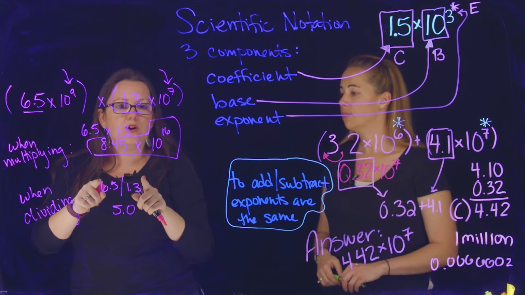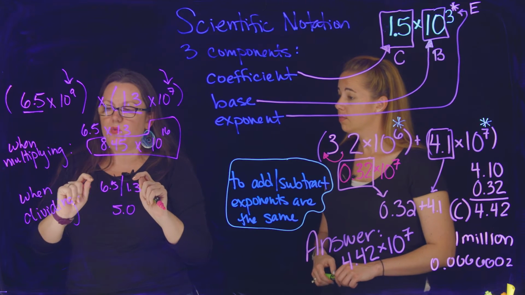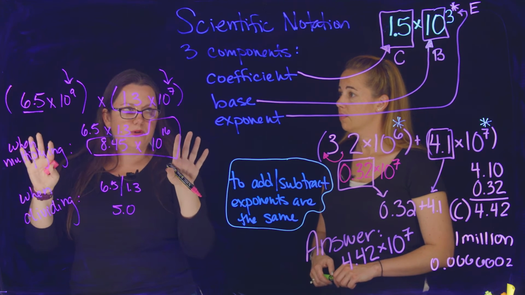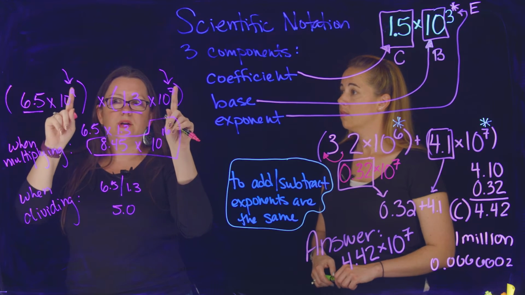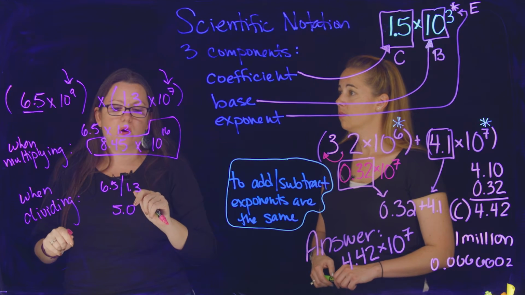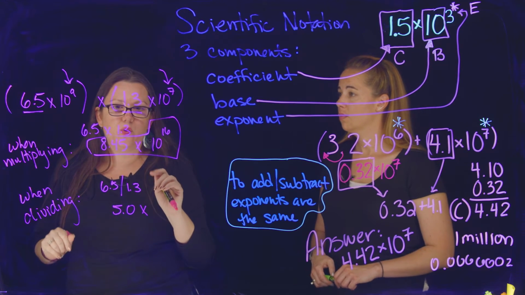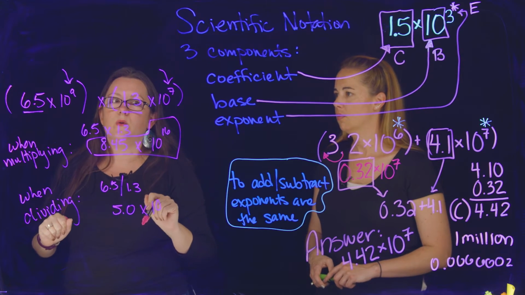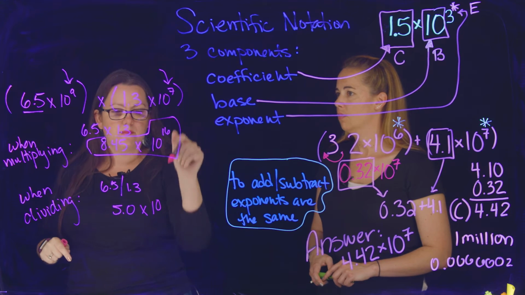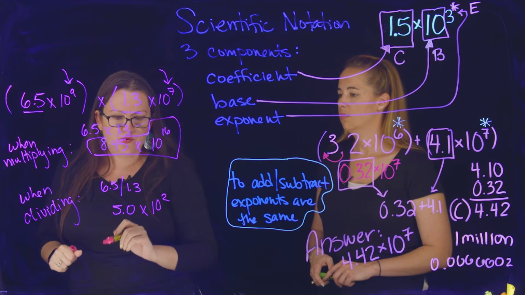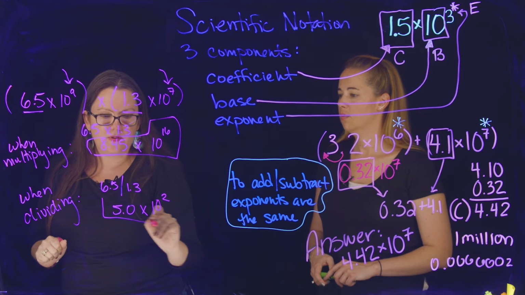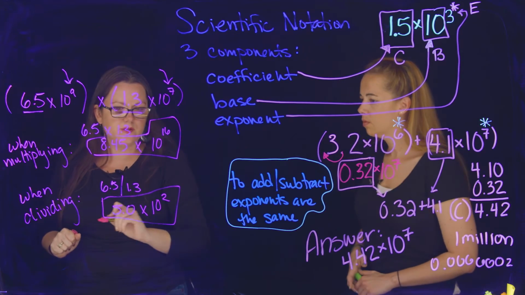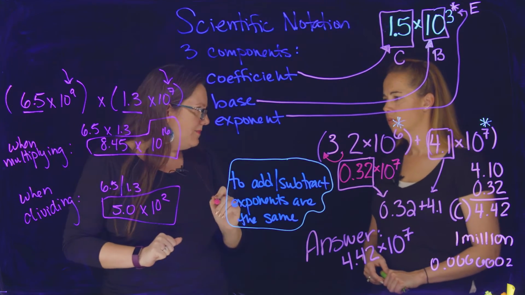So we divide our coefficients, and then when we're dividing numbers in scientific notation, we perform a subtraction for our exponents. When we multiplied, we added together the exponents. When we divide, we're going to subtract them. So 9 minus 7 equals 2. So our final answer for the division would be 5.0 times 10 to the second power.